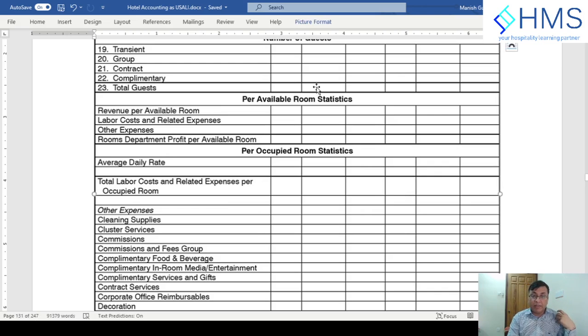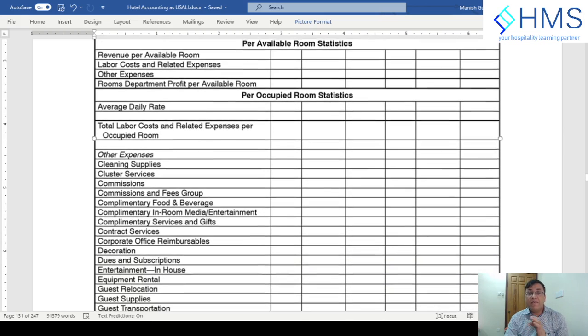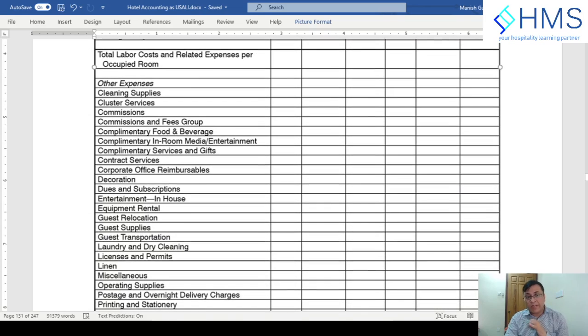The labor here you can split by the nature of the lines, maybe salary, wages, total, contract labor, bonus, and other things, if you want to know in details. But those will not make much sense because you don't have to really explain that in much details. This per occupied room statistics is largely useful for understanding the variable expenses, where the expense is not really fixed. Which are those expenses? So let's look at that.